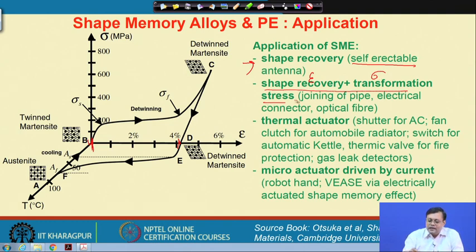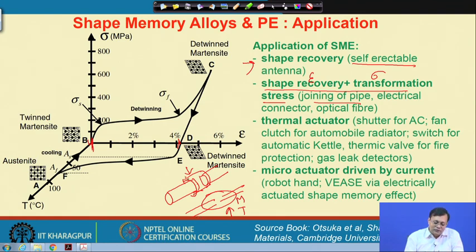We can use this for joining of a pipe. How? Let us say I have two pipes, this is one pipe and this is another pipe. I want to join them together, and then I can simply take a very close size to this outer diameter of another shape memory alloy, and in the martensite state I expand it. So, it will be something like this, a little bit bigger in size in martensite state, and then I have a chance to put these two pipes inside, and then I simply warm it up so that it goes to the original shape of that austenite phase, then it will give some stress. So, this is something like a joining of optical fiber, or let us say electrical cable connectors and so on.